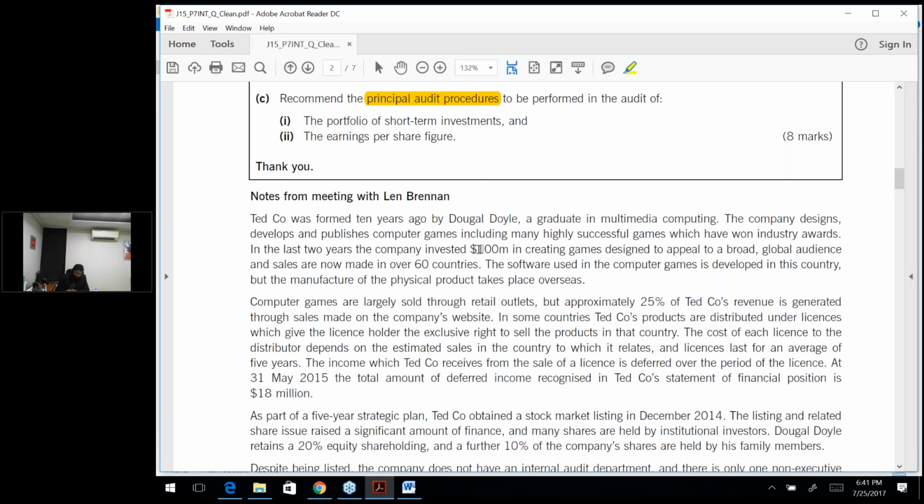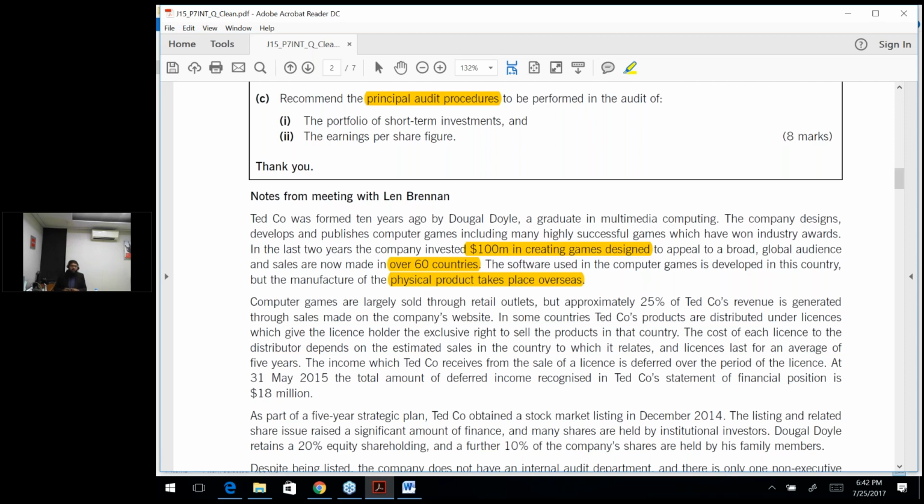In the last 2 years, the company invested 100 million in creating game design to appeal to the broad global audience, and sales are now made in 60 countries. The software used in computer games is developed in these countries, but the manufacture of the physical products takes place overseas. Now, let's just try to understand this.